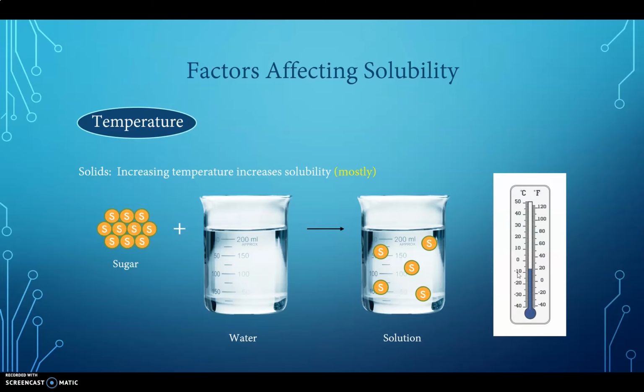So at a lower temperature, we're not going to be able to get as much sugar to dissolve into that water. On the other hand, if we increase the temperature, that additional energy helps to break those bonds, and now we get more sugar dissolved in the water. So for sugar and almost all solids, that additional energy helps to break the bonds between the molecules and allows us to dissolve more solid in a given amount of liquid.